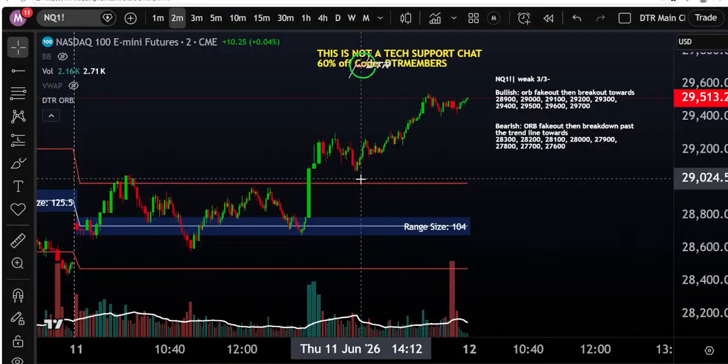Basically, I want to see the other side of my trade fail before going long, right? So I want to see bears fail before being bullish. I want to see bulls fail before being bearish.